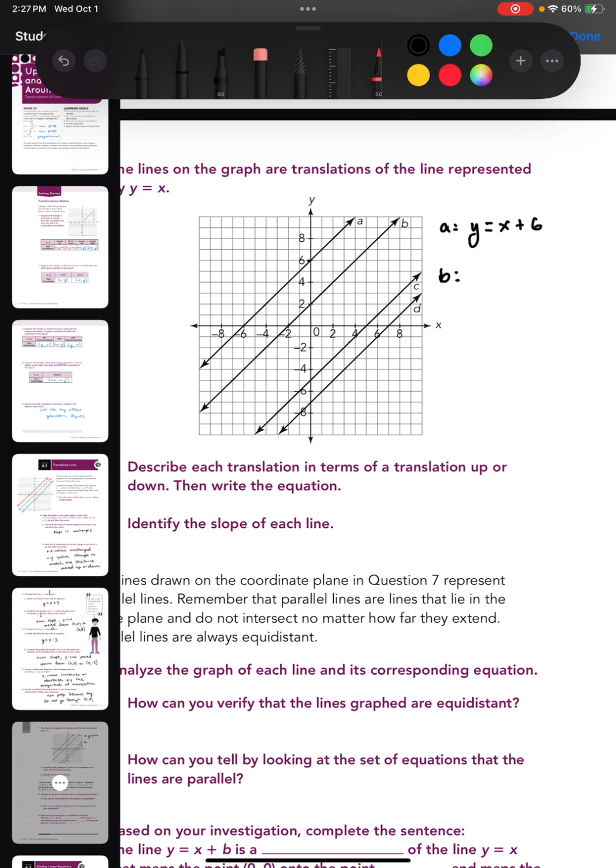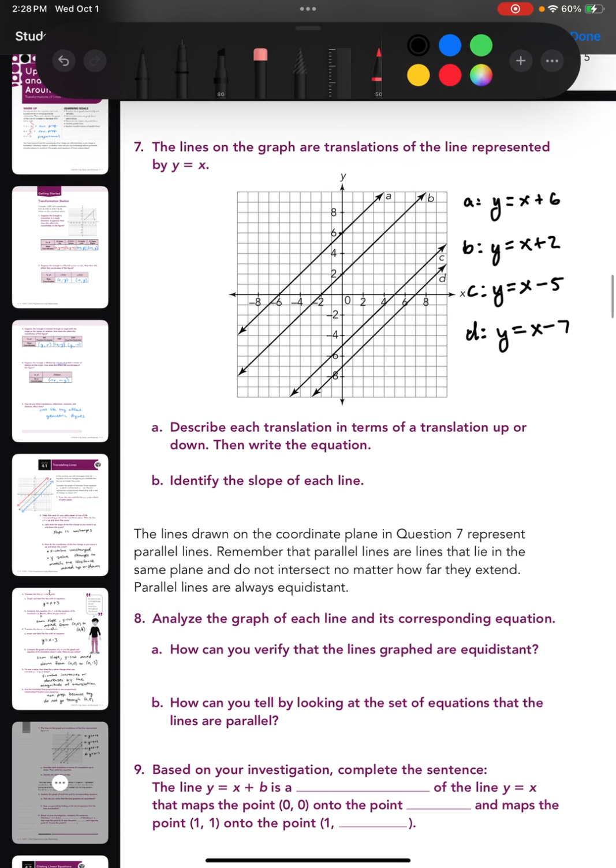For line B, it's translated up 2 units. Got a y-intercept of 2. So y equals x plus 2. For line C, it's got a y-intercept of negative 5. So y equals x minus 5. And then D, it's got a y-intercept of negative 7. So y equals x minus 7. So the first 2 shifted up, the second 2 shifted down.